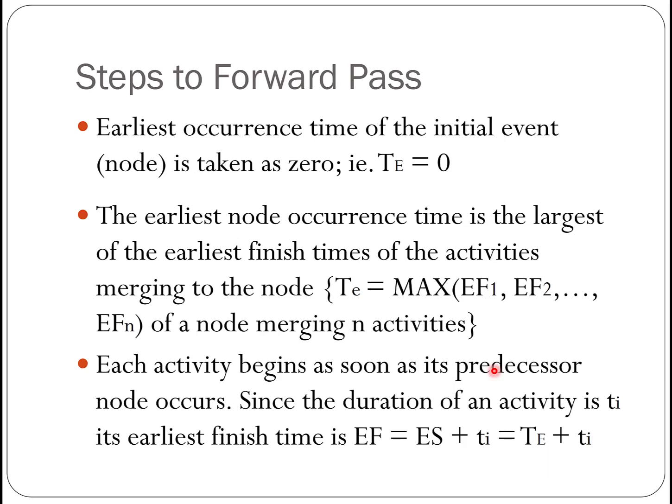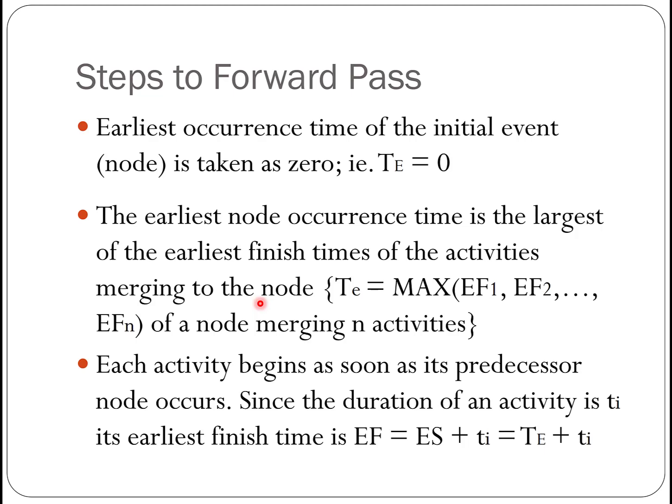When we perform the forward pass, here are the steps. The earliest occurrence time of the initial event is 0. So that is like the start of the project. We give it 0. Then the earliest node occurrence time is the largest of the earliest finish time of the activities merging to the node.